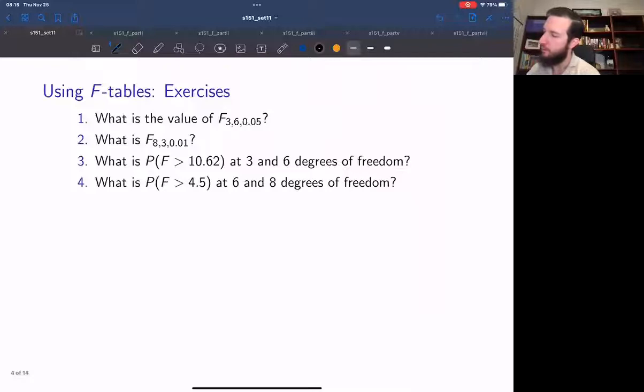All right, so we'll look at some examples here. Question 1, what is the value of F(3,6,0.05)? This is telling us that in the first spot, we have DF1. In the second spot, we have DF2. And in the third spot, we have alpha. So we have 3 degrees of freedom in spot 1, 6 degrees of freedom in spot 2, and a significance level of alpha.